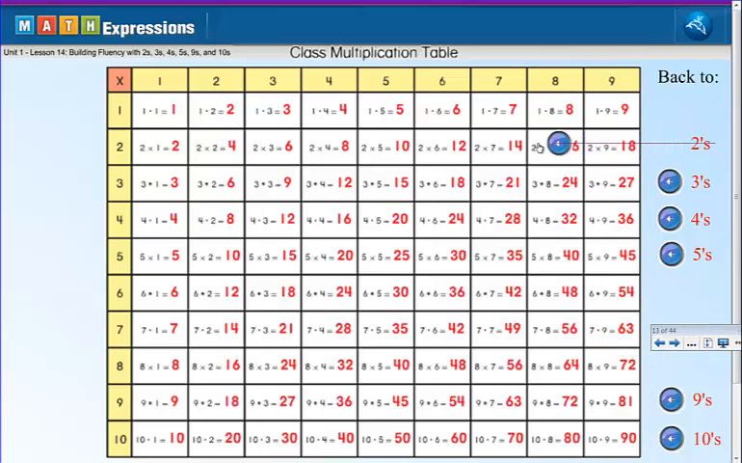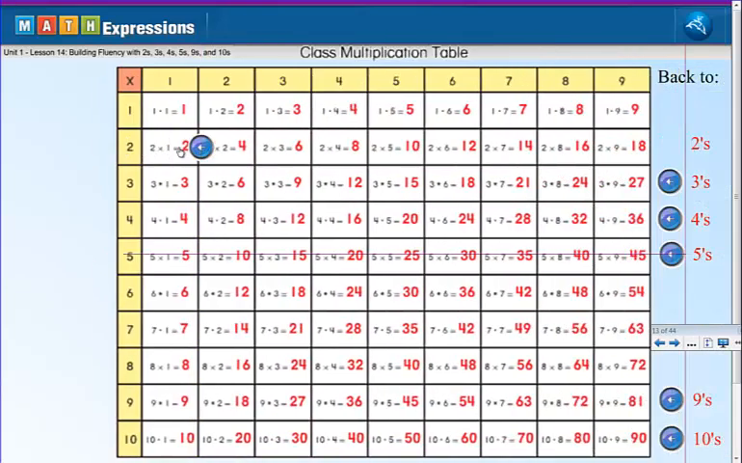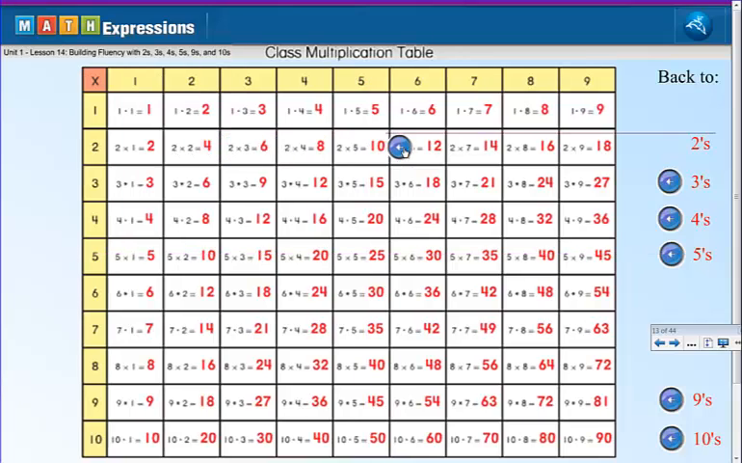Remember, the 2s go all the way across. And they go all the way down. And to find 2 times 6, you go across till you find the 6, and what is your answer? 12. Okay? So, use this.